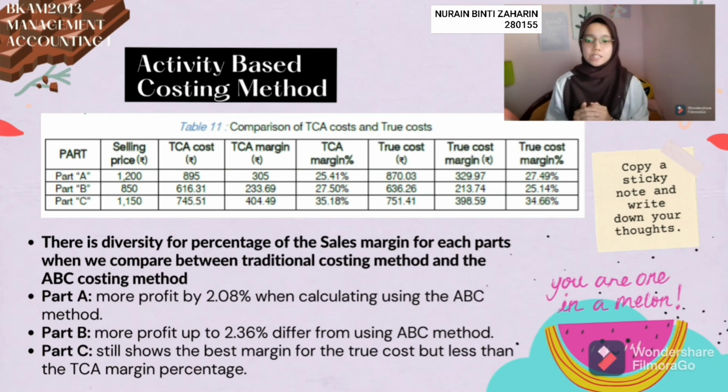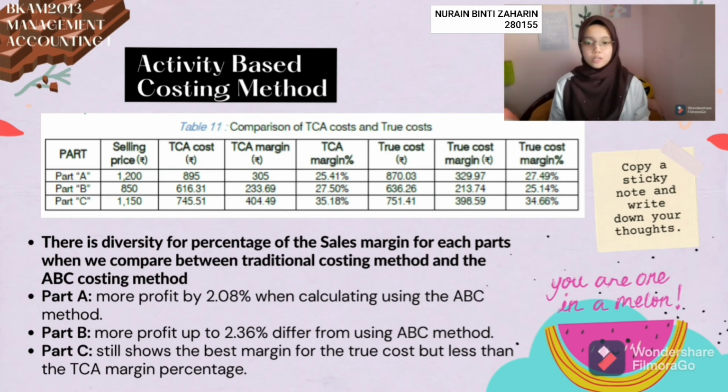For part C, the traditional costing method shows a selling price margin of 35.18% and ABC shows 34.66% for the selling price margin. Where now we can see by using the ABC costing method for part C, even though it still shows the best margin to compute the true cost, it is just less than the traditional costing method margin percentage.